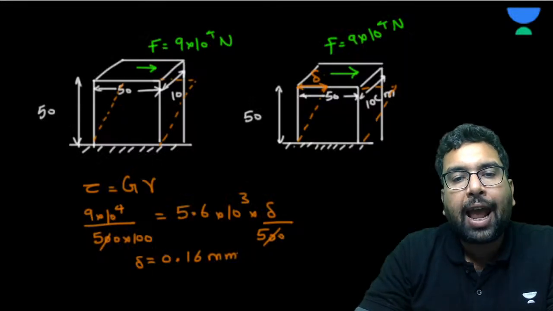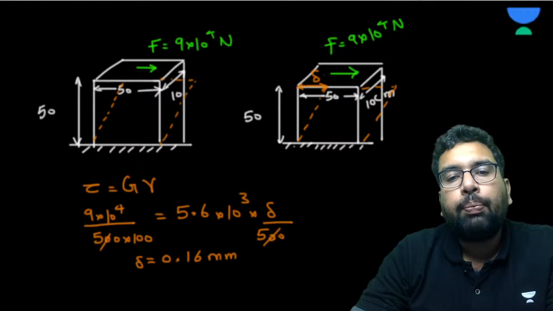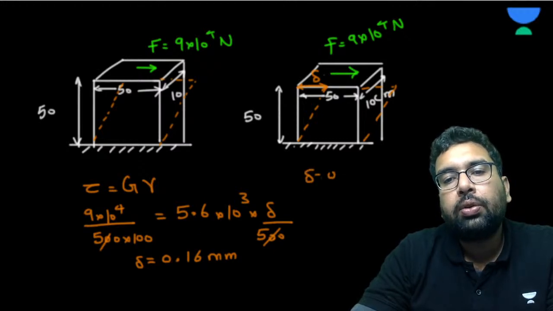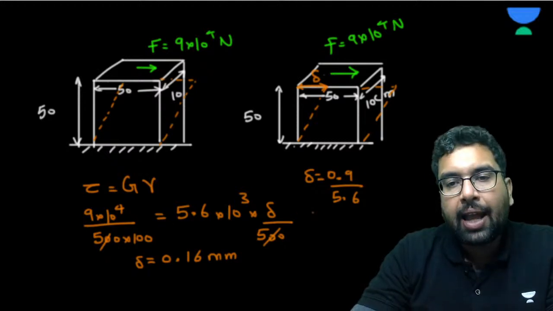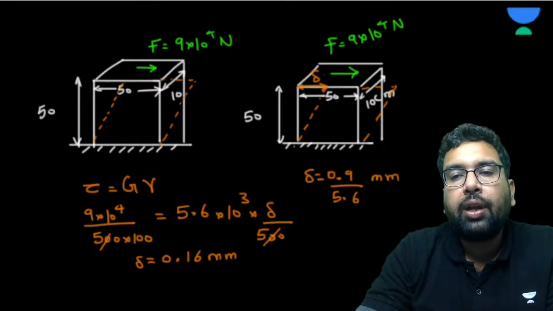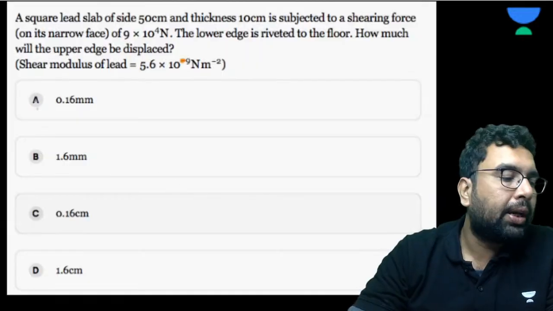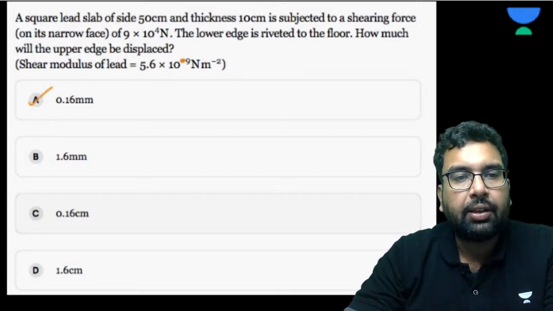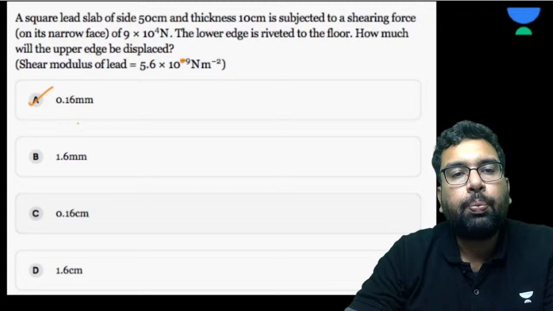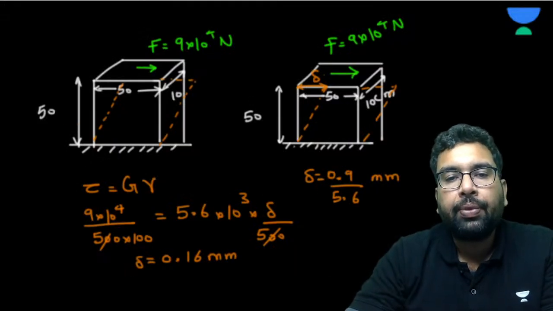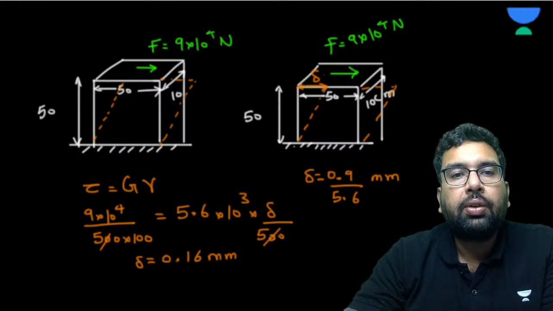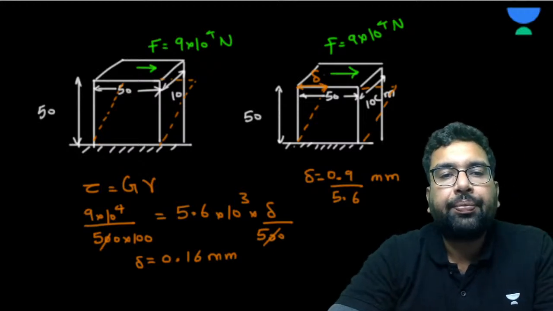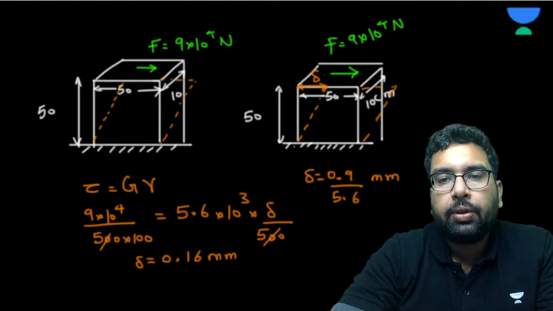If you see the options, you need not even calculate, because we are getting here 0.9. See how you solve this question. When you calculate it, you will get 0.9 divided by 5.6, and the unit is in mm. So obviously we are going to get something which is less than 1, in decimal. So it must be 0.16. I hope this is fine to you, beta. Is that clear to you or not? Please answer me. So let's try one more question.